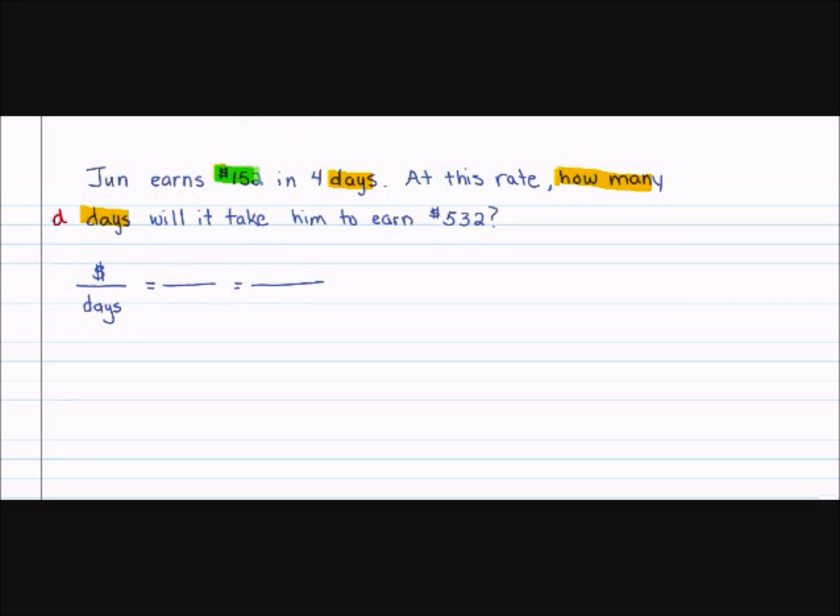He earns $152. All money goes on top in 4 days. That's basically our rate. Every 4 days he's earning $152. How many days will he earn $532? Notice, because my money's on top, my money always goes on top, and my days always goes on the bottom.